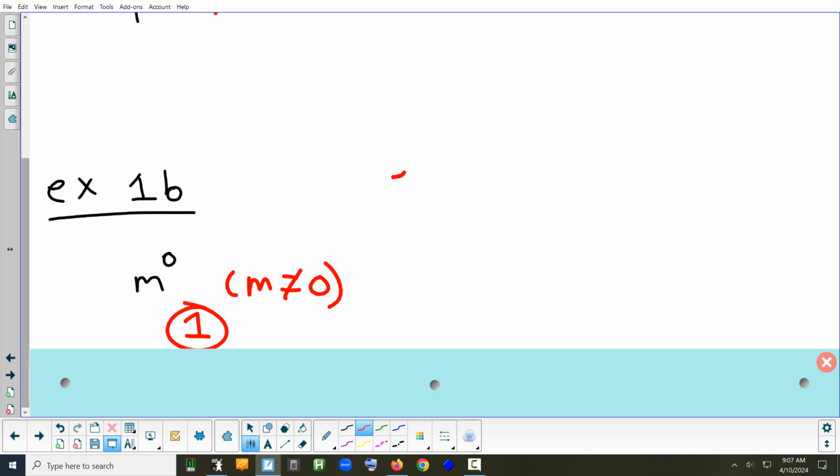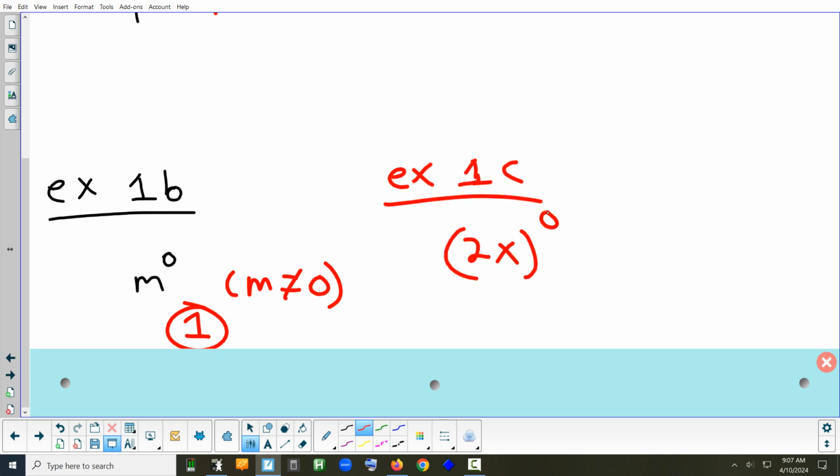How about, because we have a lot of space in that box, let's do this one. 2x to the 0 power. 1. Again, assuming x is not 0, because you can't do that. What's 2x to the 0 power? 1. Yeah. Anything to the 0 power, doesn't matter what's inside the parentheses here, as long as it's not 0, is 1.